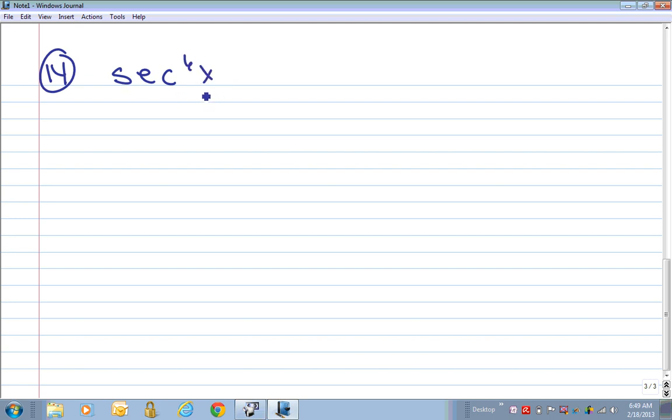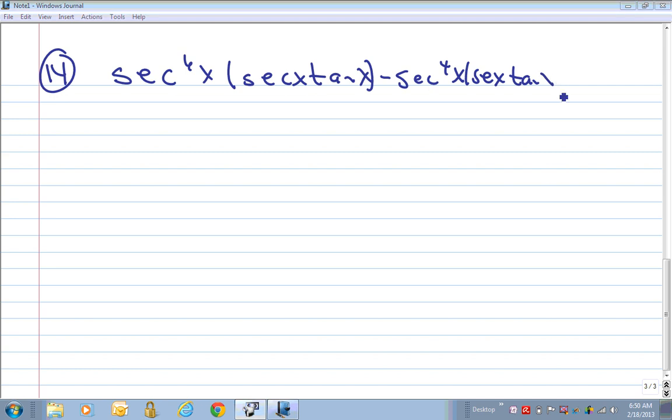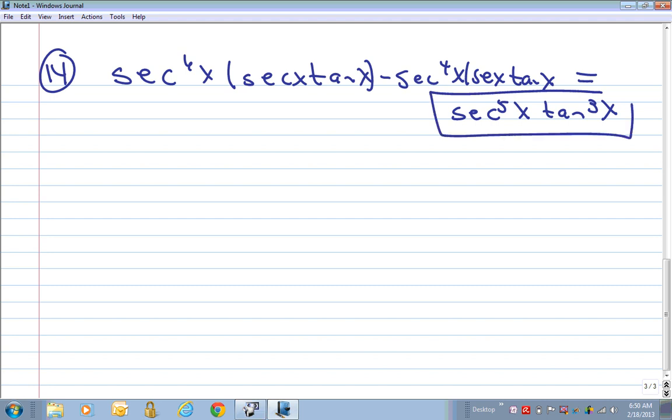This is secant to the 6th power x times secant x tan x. This is a long one, minus secant to the 4th x, secant x tan x, and I'm going to run out of room. And it's going to be equal to, and I'm going to write it down here, secant to the 5th x tan to the 3rd x. Okay, I'm going to put a box around this part, and I'm going to start manipulating the left side.